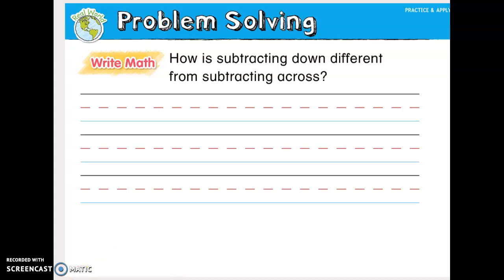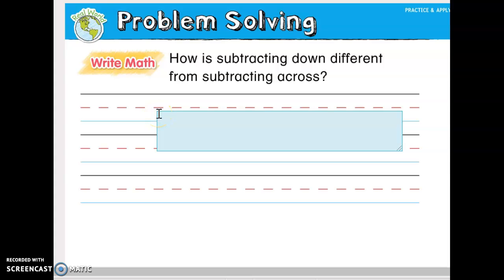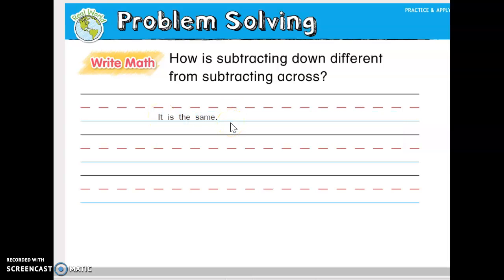So let me get my tool here. And let's type. We're going to type it. It is the same. Okay. All right, so, oops, I made a mistake in my eye. I think I put too many eyes there. There we go. It is the same.